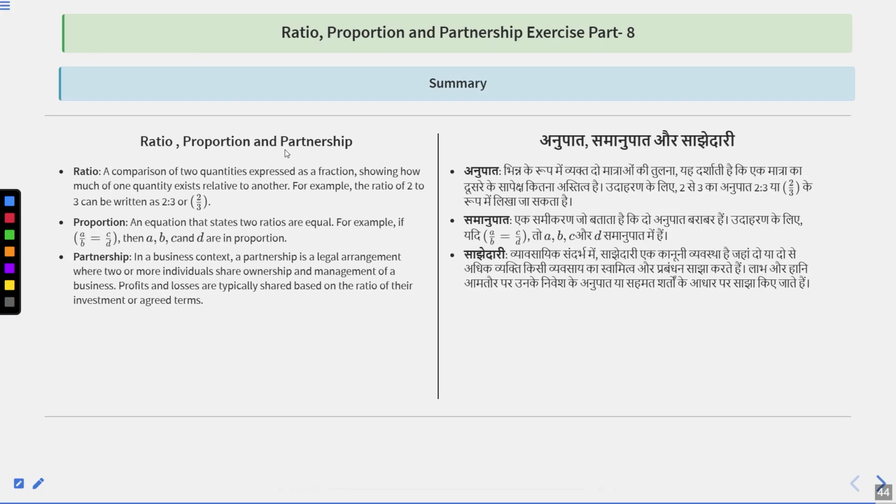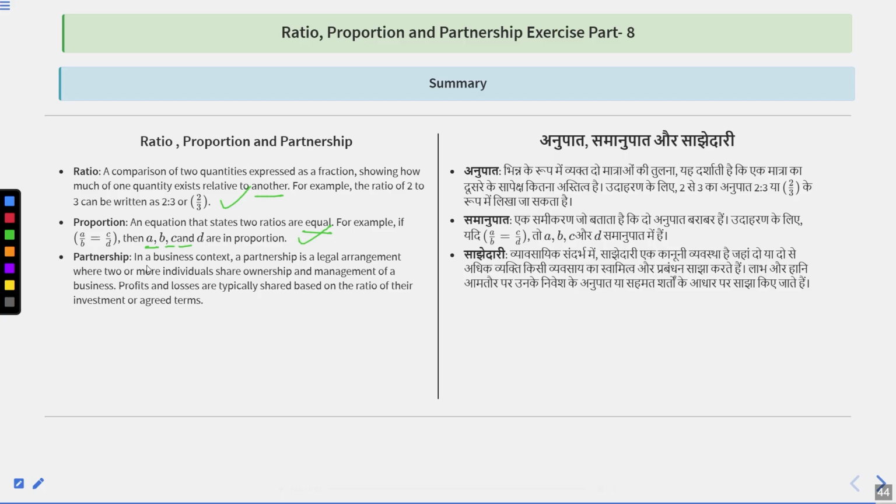Now let's summarize today's lecture. What is ratio? A comparison of two quantities expressed as a fraction, showing how much of one quantity exists relative to another. For example, the ratio of 2 to 3 can be written as 2:3 or 2/3 in fraction form. What is proportion? An equation that states two ratios are equal. For example, if A/B equals C/D, then we can say that A, B, C and D are in proportion.